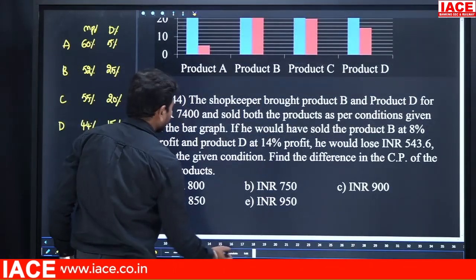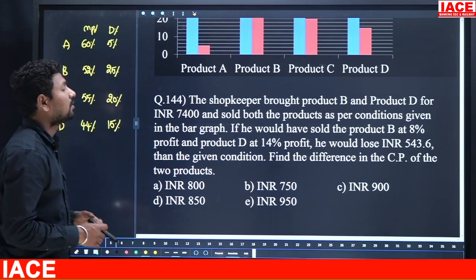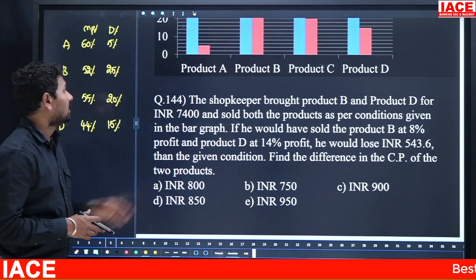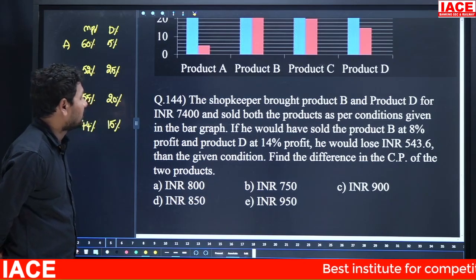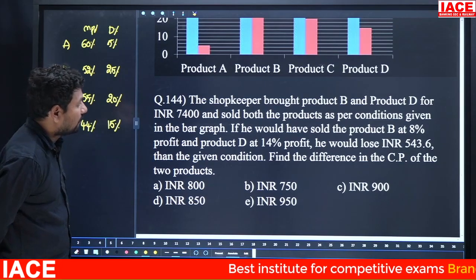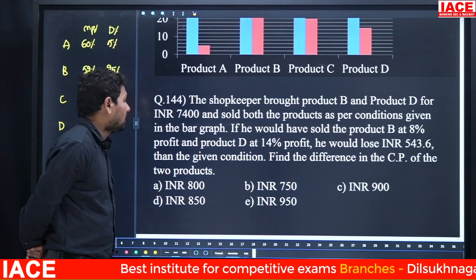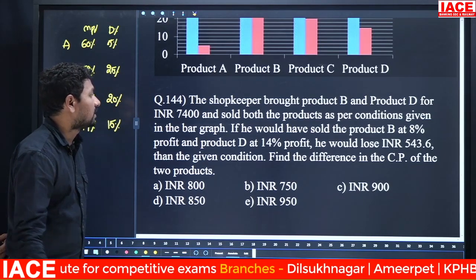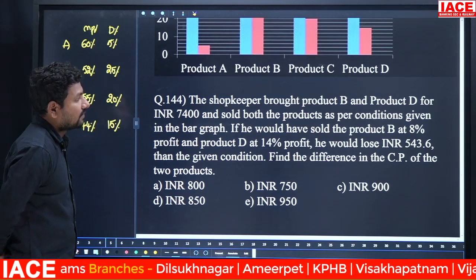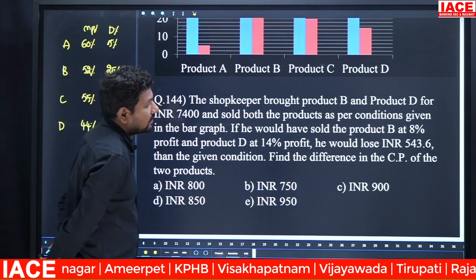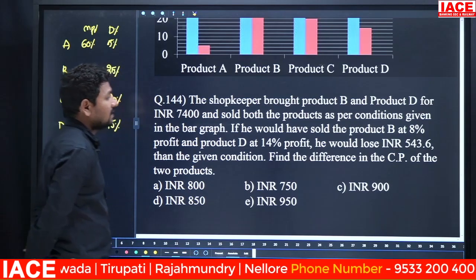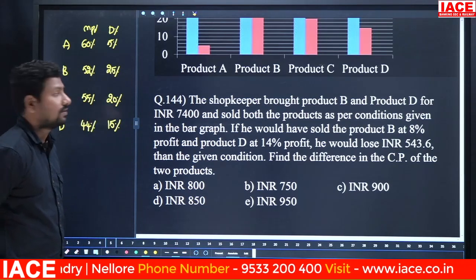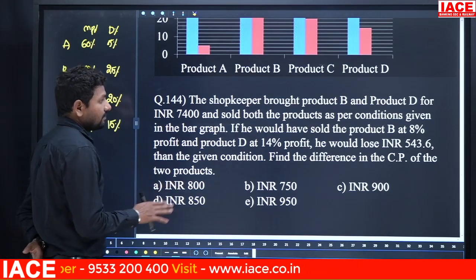Look at the question. The shopkeeper bought product B and product D for 7,400 rupees and sold both products as per the conditions given in the bar graph. If he would have sold product B at 8% profit and product D at 14% profit, he would lose 543.6 rupees. Given the condition, find the difference in the CP of the two products. Then with the help of the CP, we can write it.